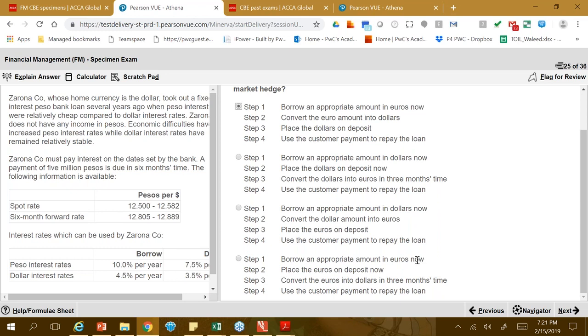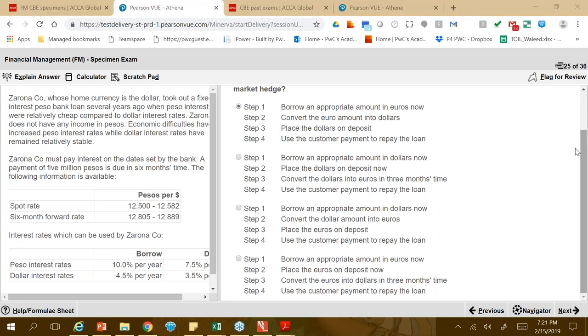Then the second is place the euros on deposit. No, we don't place the euros on deposit immediately. Instead, we convert the euros into dollars using the spot rate. So if you see the structure, that's what we do in step 2. Then place the dollars on deposit and use the customer payment to repay the loan. So this seems fine. The problem with the other one is that after borrowing in euros now, they directly place on deposit, which is not right because step 2 is to convert using the spot rate. So this answer here is the right one, not the last one.